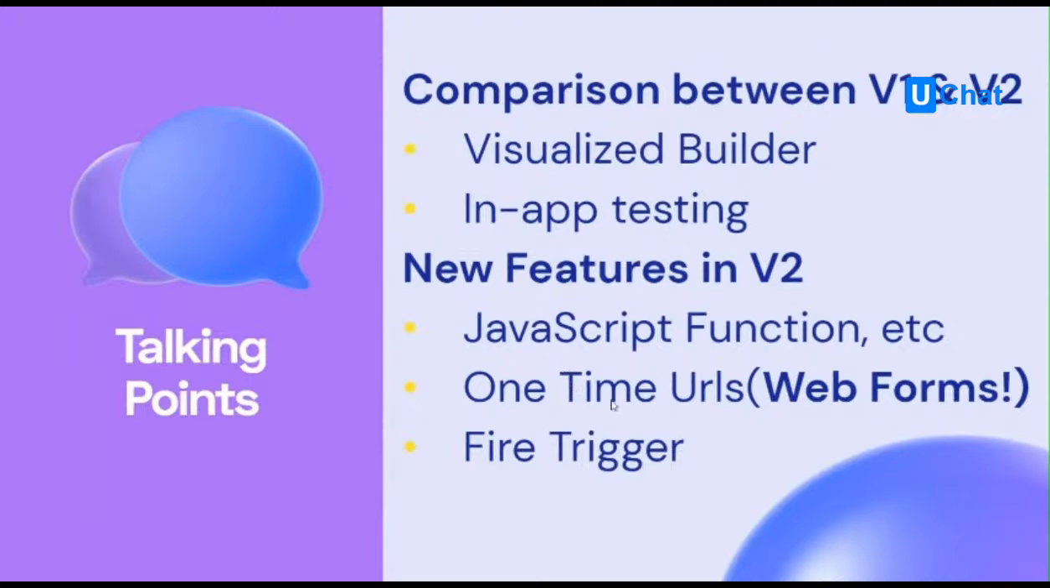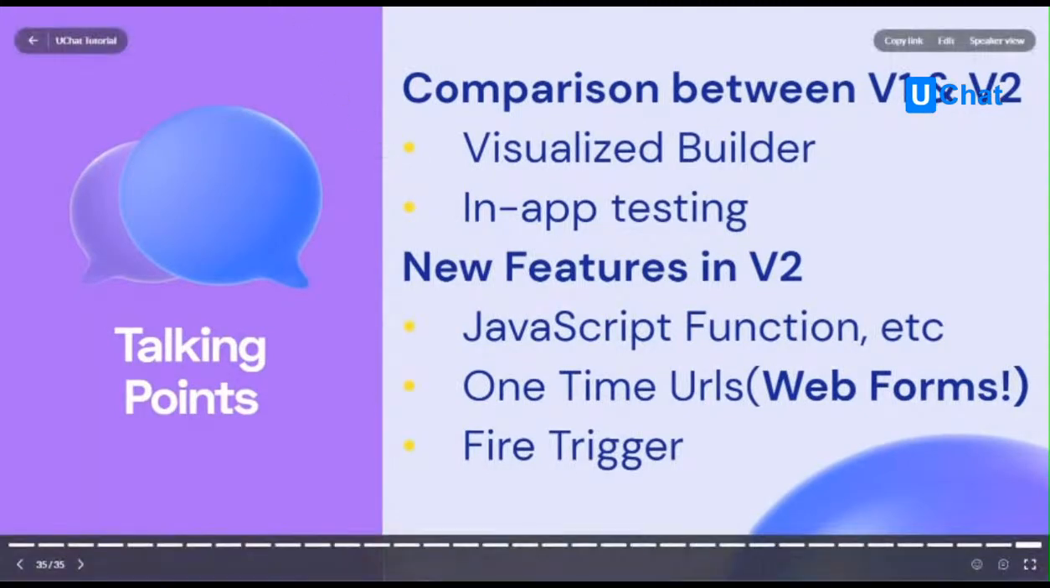Moreover, with one-time URLs, you can also build web forms inside a chatbot. Remember, when we need to gather lots of information from a user, you need to ask many questions and gather them one by one. But now with one-time URL, you can build a web view form for your user, and after your user fills in the information and clicks submit, you can get a trigger and get the information from the web form. Okay, now let's get started.